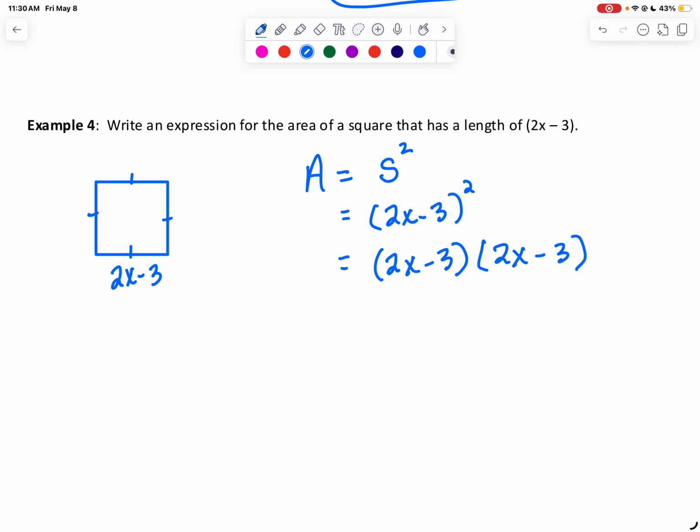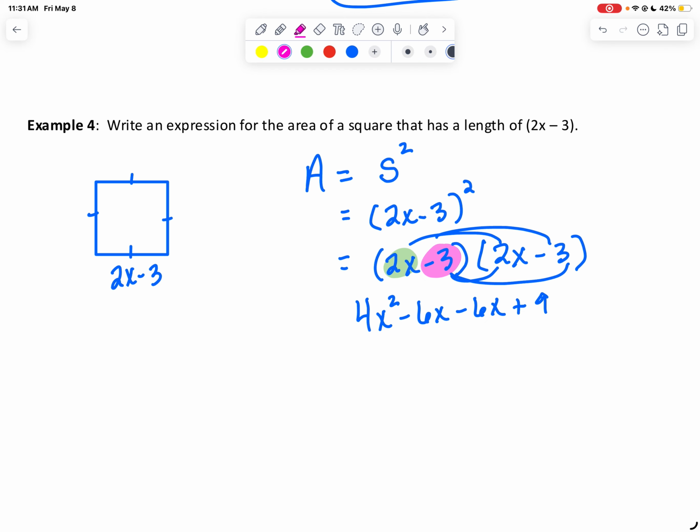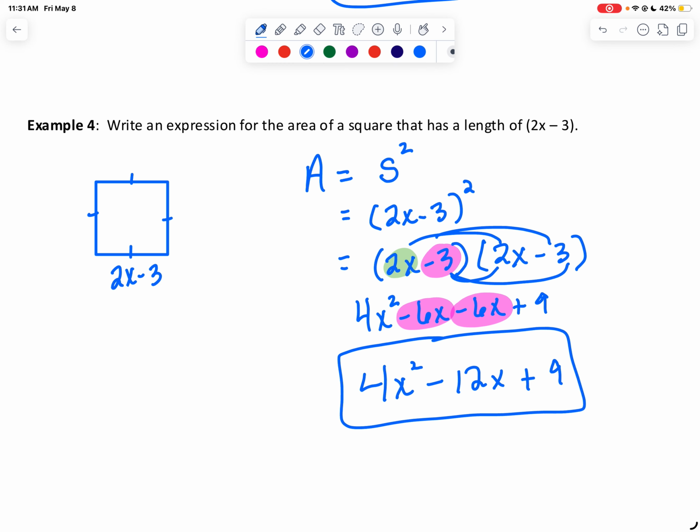So we've learned how to multiply this out. We'll take our first term and multiply it by everything in the second parenthesis. So 2x times 2x gives me 4x squared. 2x times negative 3 gives me negative 6x. Now take my second term, negative 3, and multiply it by everything in the second parenthesis. So negative 3 times 2x would be negative 6x, and negative 3 times negative 3 would give me positive 9. Now, identify any like terms. So my final answer here would be 4x squared minus 12x plus 9. And that concludes today's lesson, multiplying polynomials.